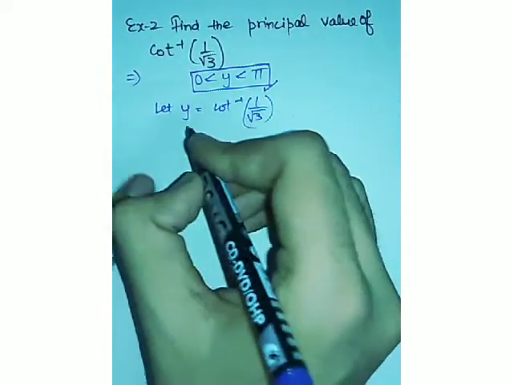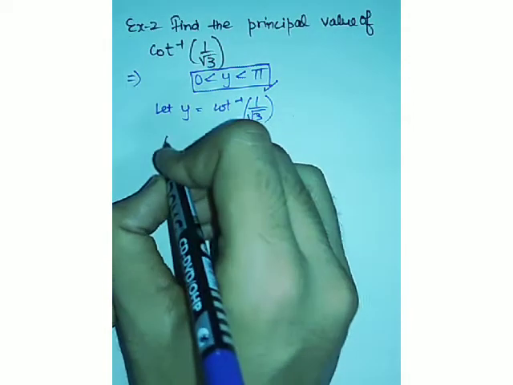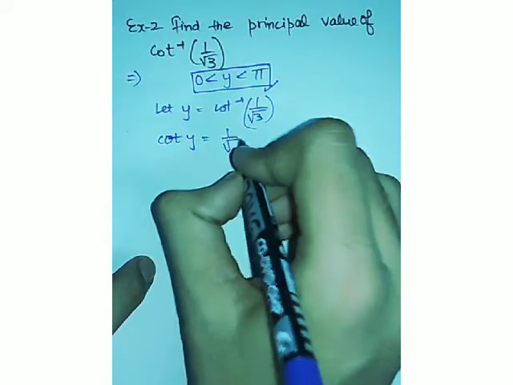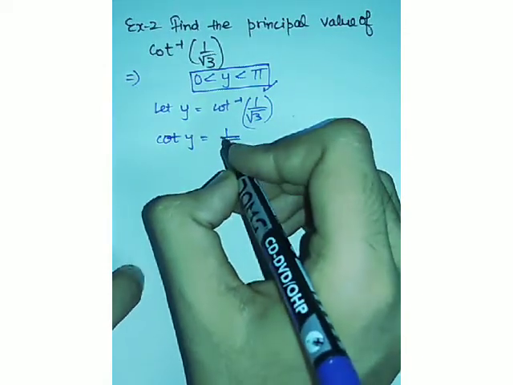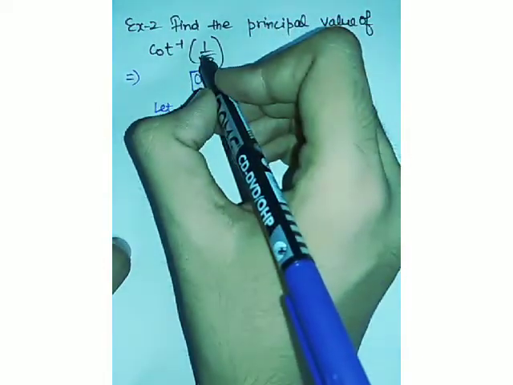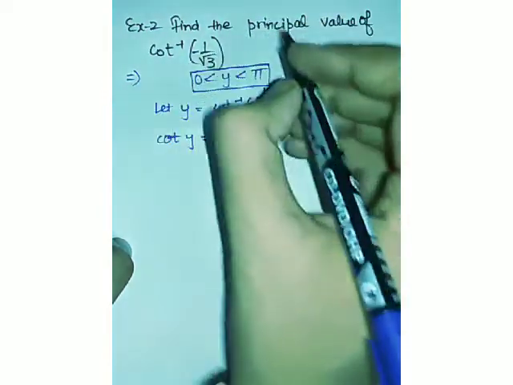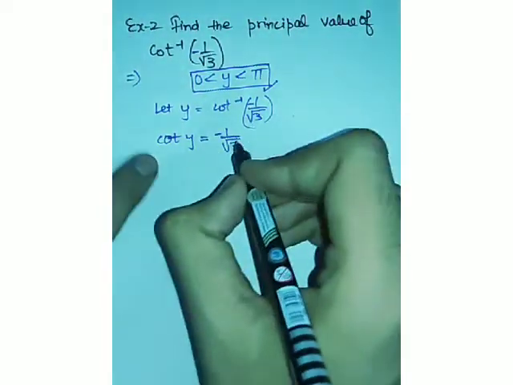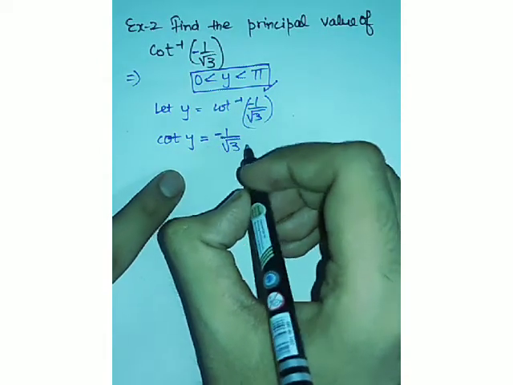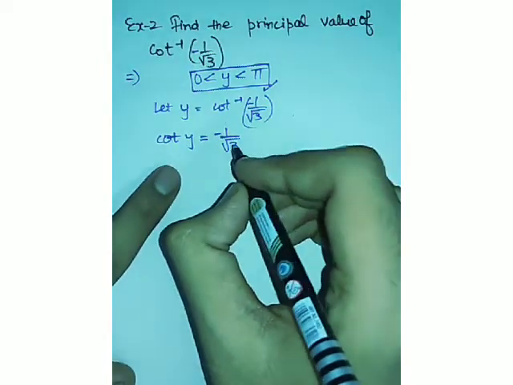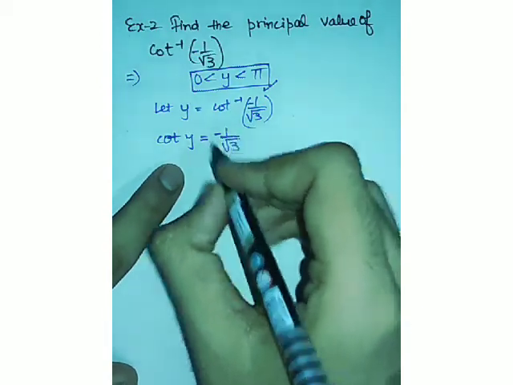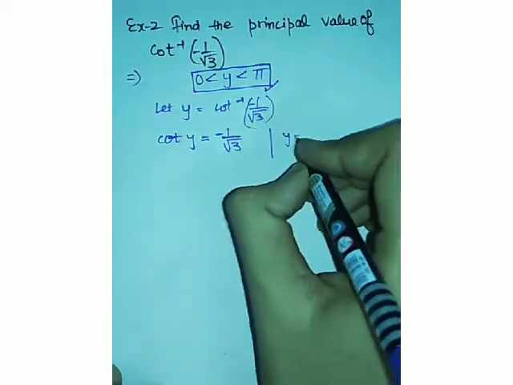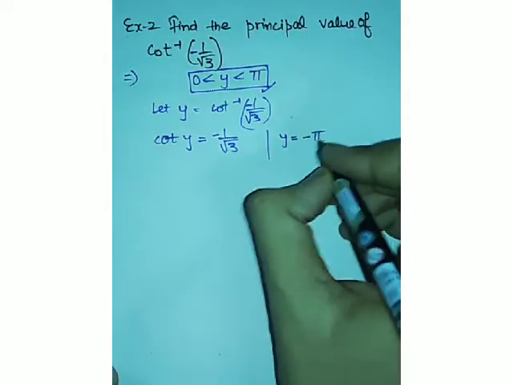Right, now we will find the value of cot y, which will be equal to 1 upon root 3. Okay, so it's actually minus 1 upon root 3 in the statement, so I'm sorry for that. Cot y is equal to minus 1 upon root 3. Now we know that cot of pi by 3 is 1 upon root 3. So we can easily write that y is equal to minus pi by 3, correct?